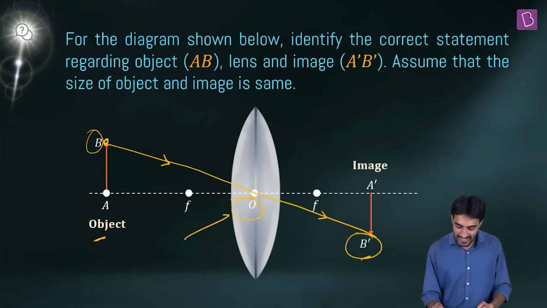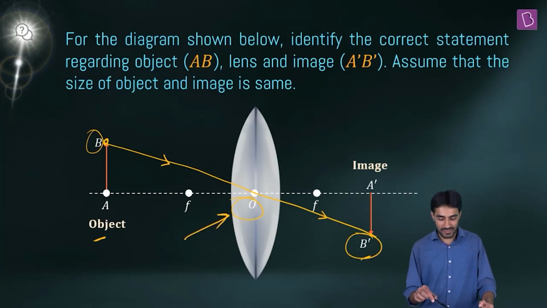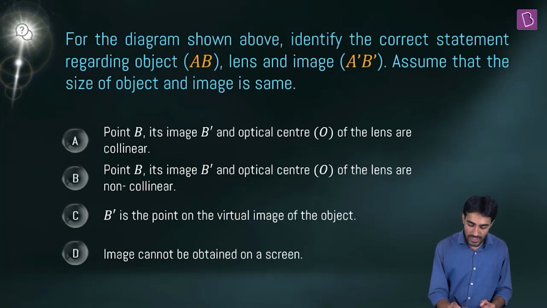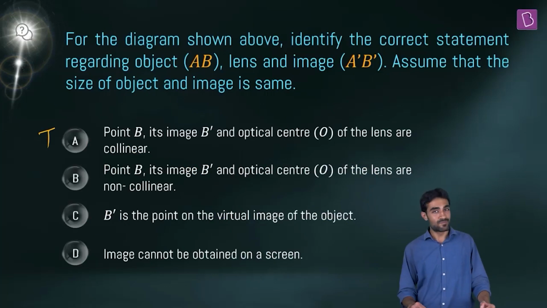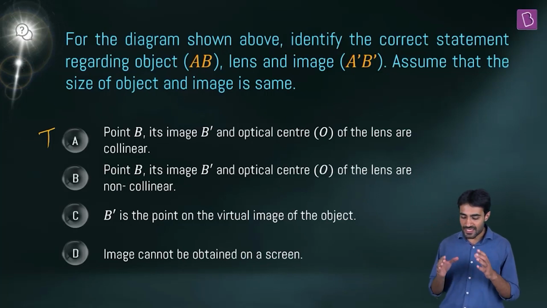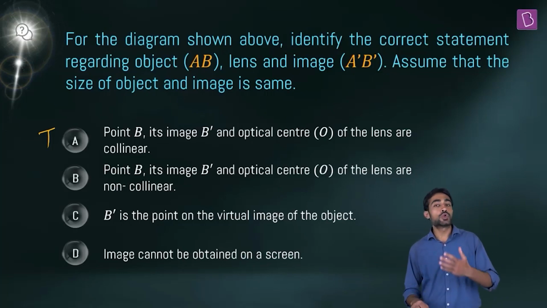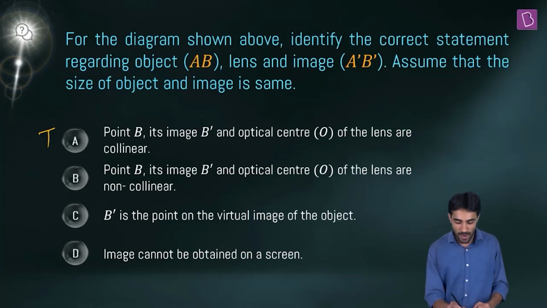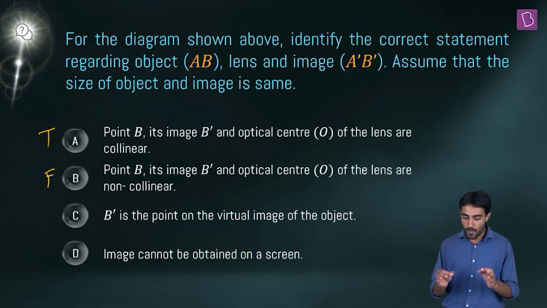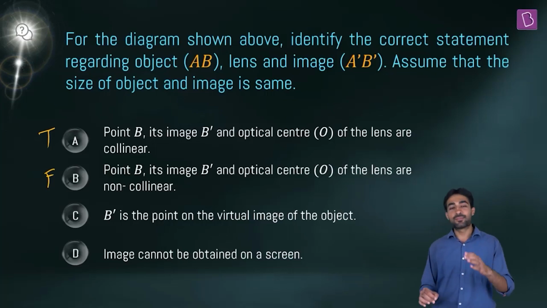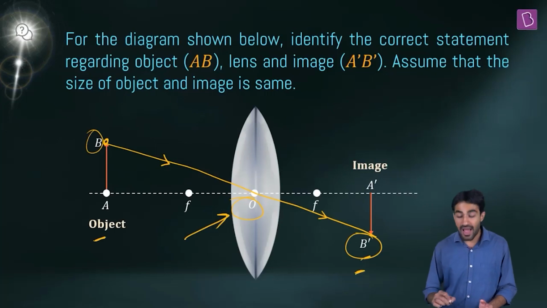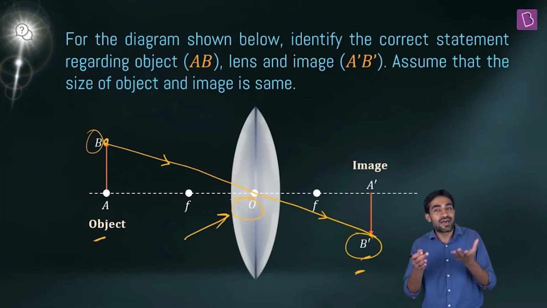Amazing. This is point O, if you cannot see that. Okay. Now we say that option A is perfectly true. What about option B? Option B says point B, its image B dash and optical center of the lens are non-collinear. Well, they were collinear. So option B is false. Option C, B dash is a point on the virtual image of the object. Well, B dash is a point on the real image of the object. This is the real image.